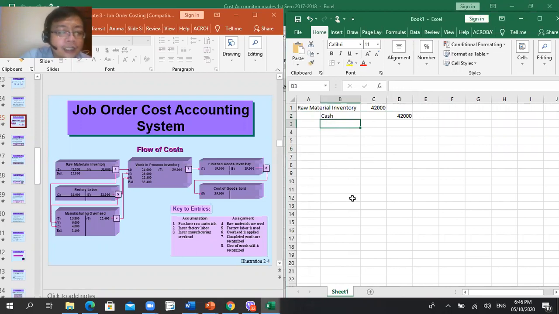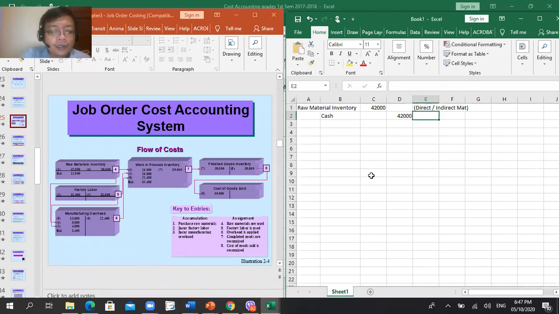All right. Next, number 2, incur factory labor. By the way, when you say raw materials inventory, kasama dito ang direct materials and at the same time your indirect materials. Kasama yan ha. So meaning kasama lahat yung direct and indirect materials.